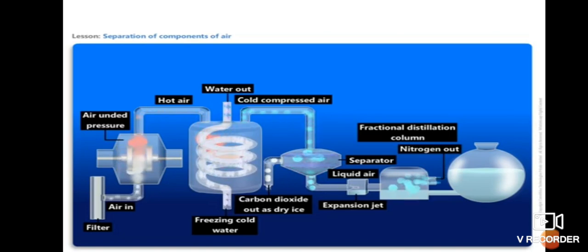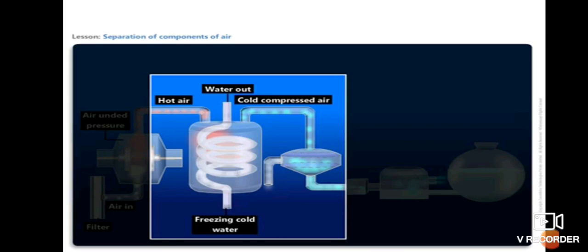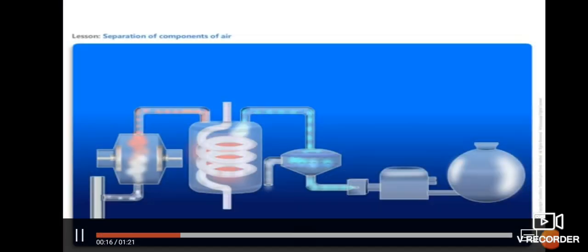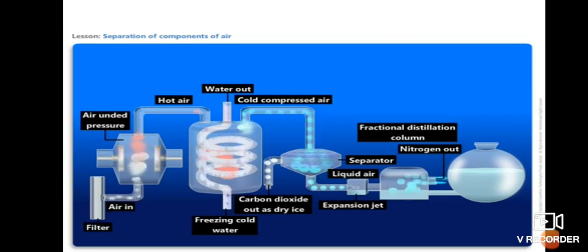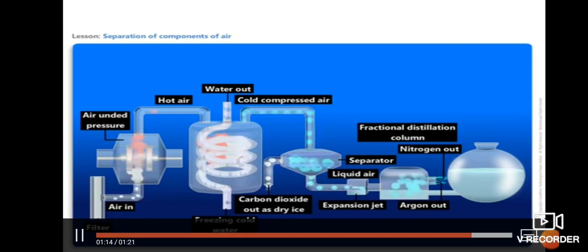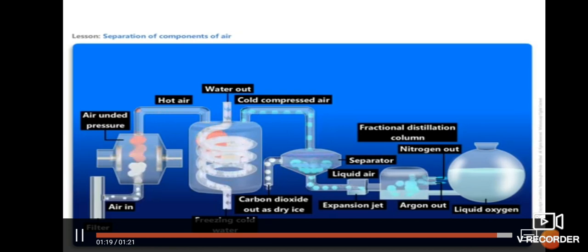This liquid air is allowed to slowly warm up in a fractionating column. Nitrogen first boils at -196 degrees centigrade and is separated. The argon, which boils at -186 degrees centigrade, is collected. Oxygen, which has a higher boiling point, is left behind and is collected.